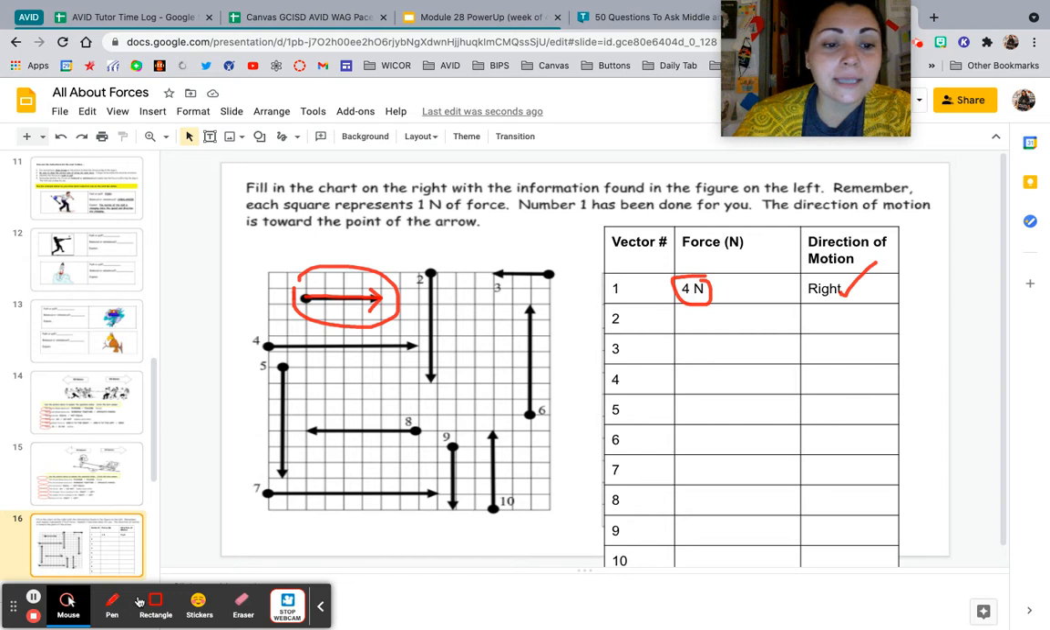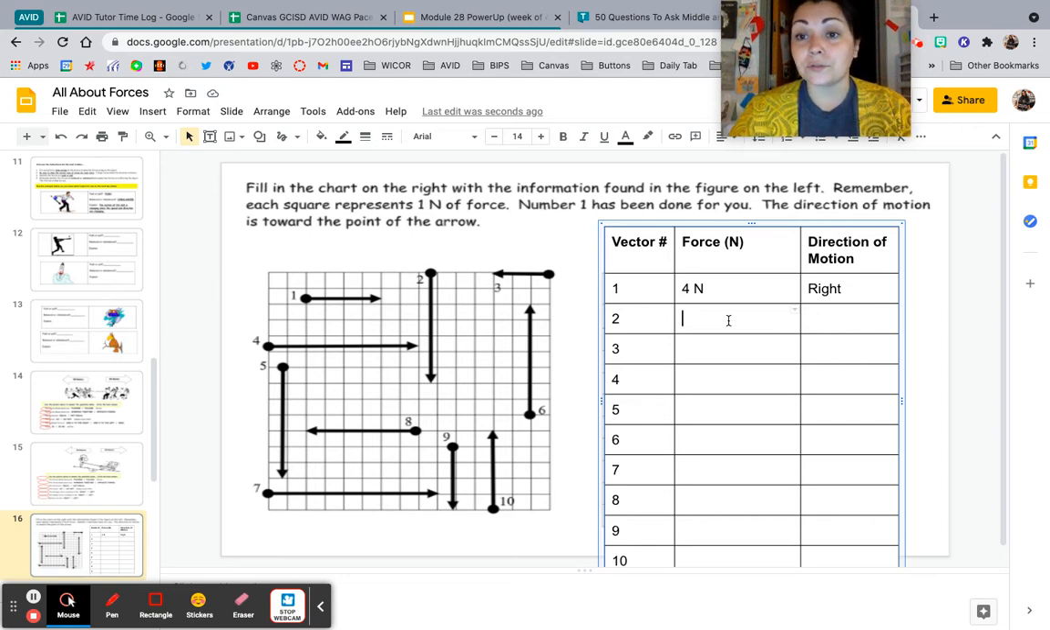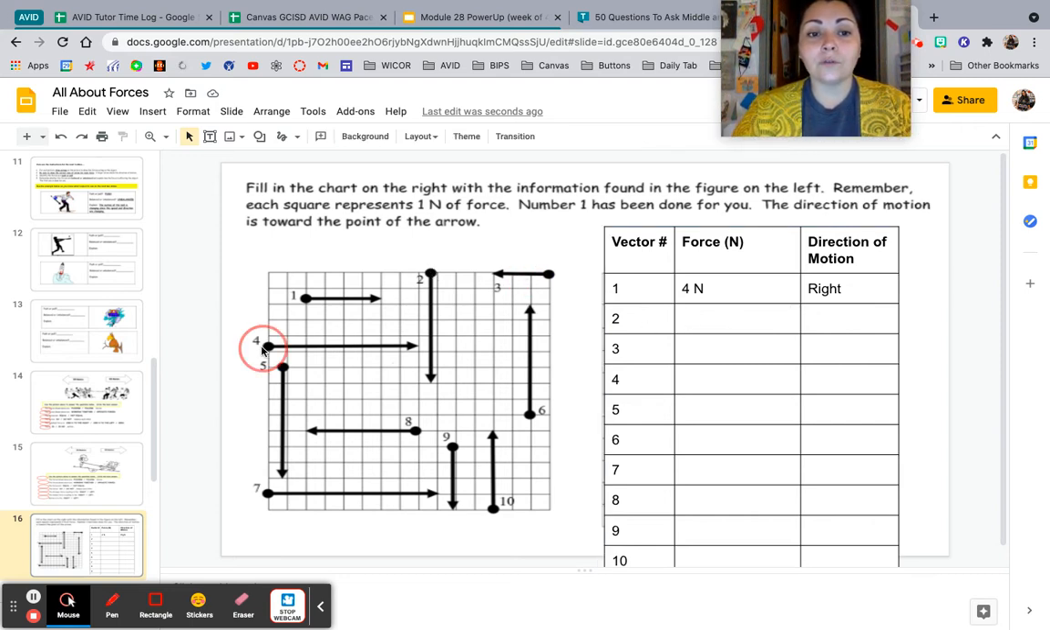And y'all, I have this set up as a table that you can type right into, so you don't have to do text boxes. So you're going to do the same thing with vectors 2, 3, 4, 5, 6, 7, 8, 9, and 10. And it goes all the way down, hangs off a little.